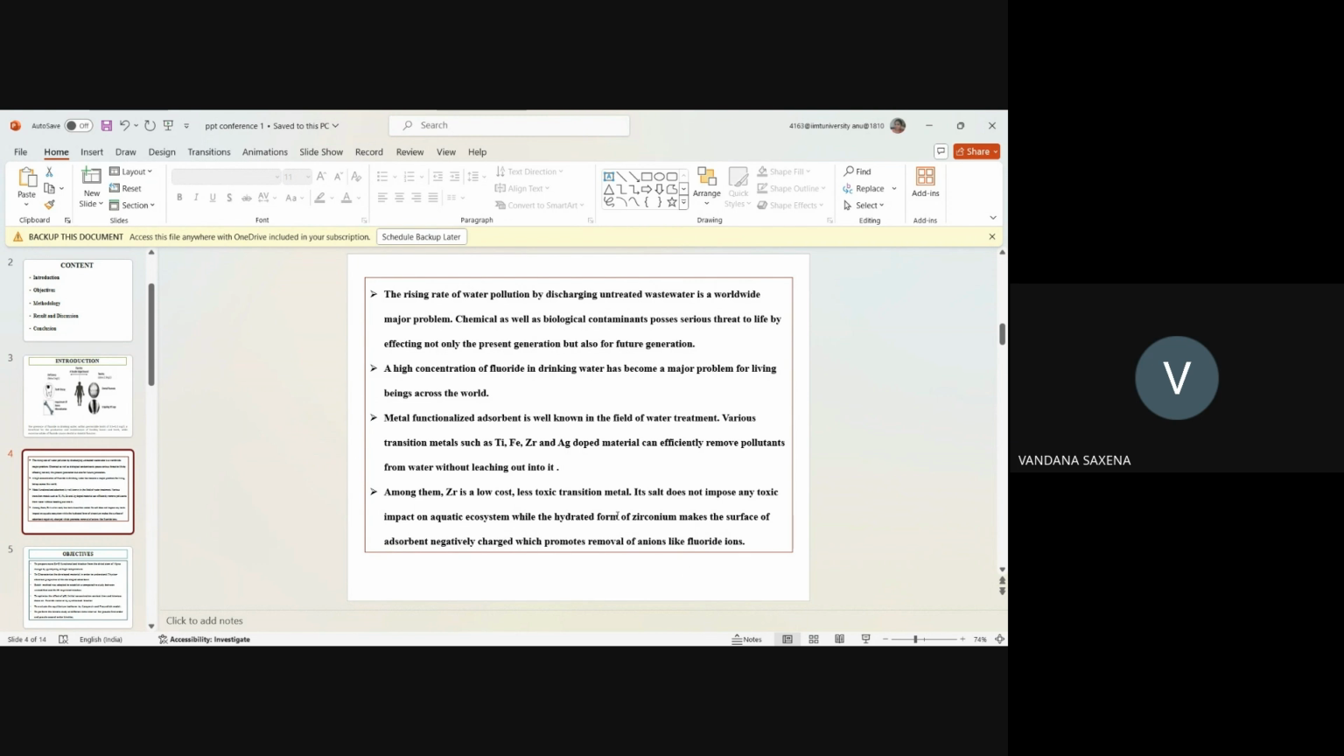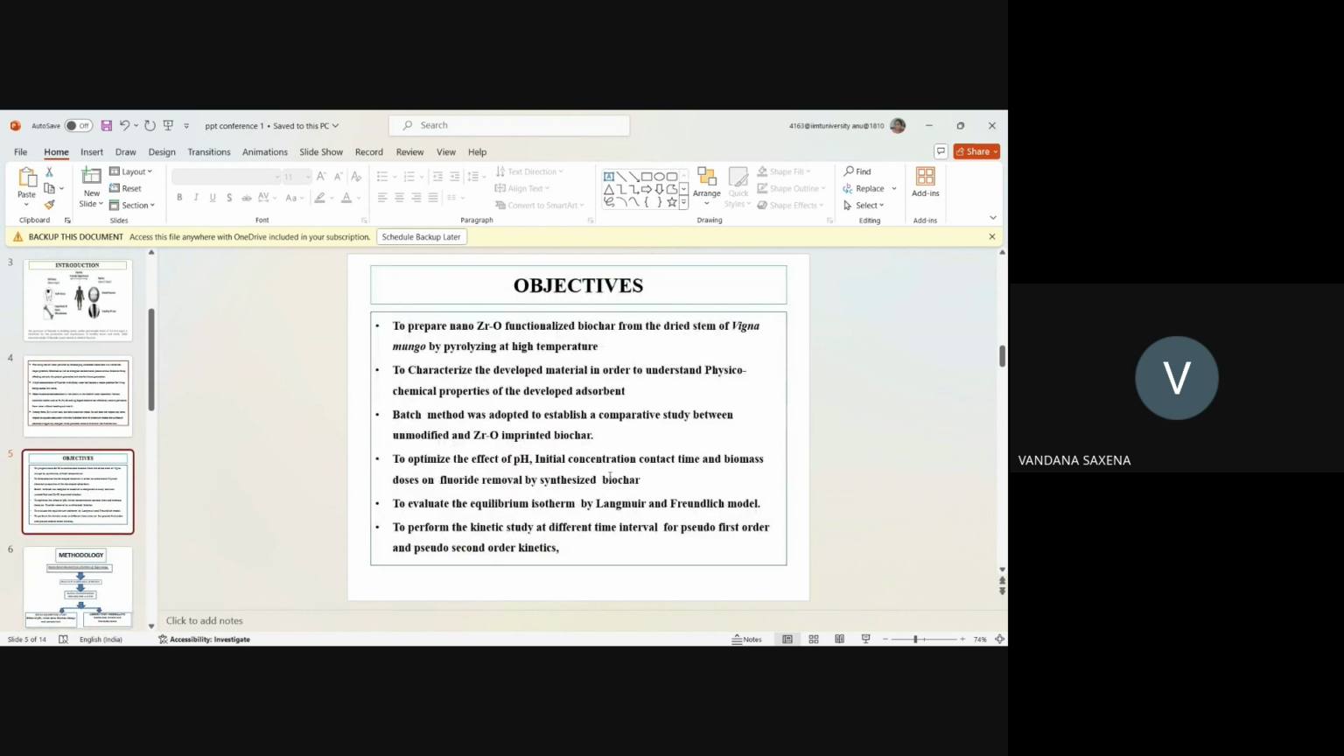Various transition metals like titanium, iron, and silver are being used to enhance the adsorptive capacity of the adsorbent. We chose zirconium because it is low cost, has very little toxic impact on the environment, and does not transit its oxidation state to a toxic level. Therefore it is eco-friendly, and it does not have any bad impact on human health.